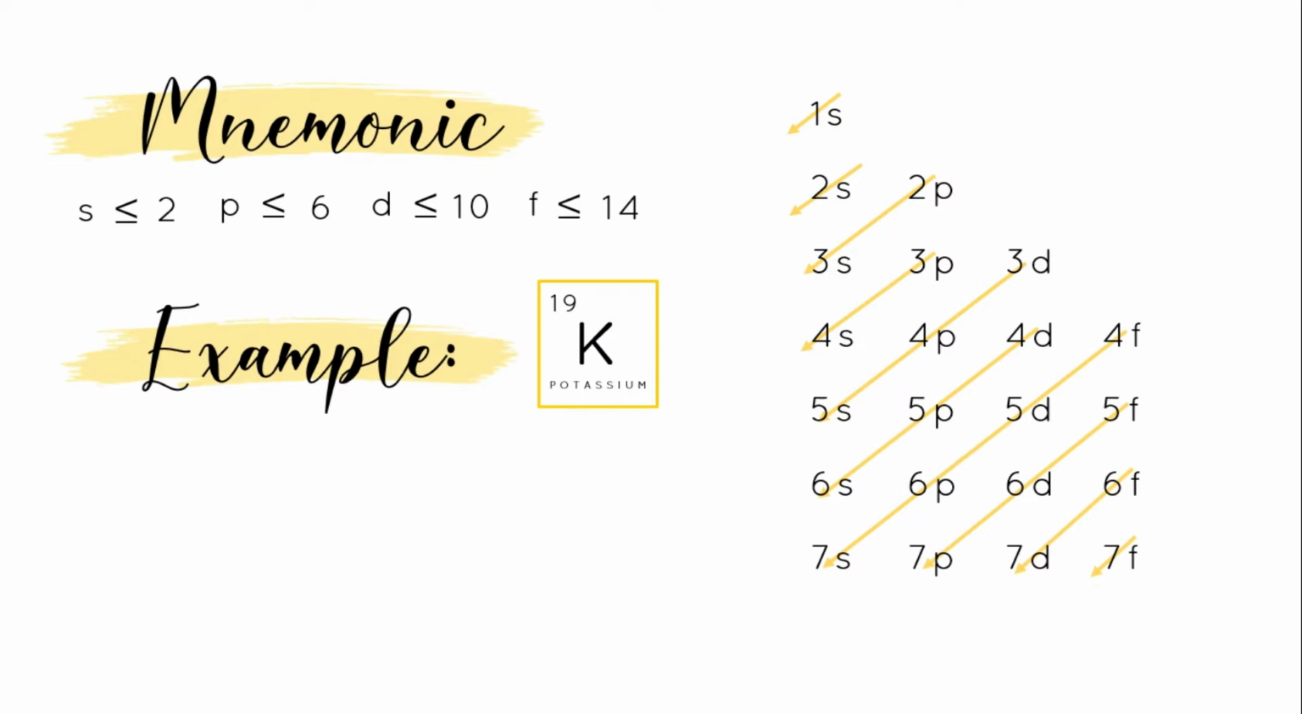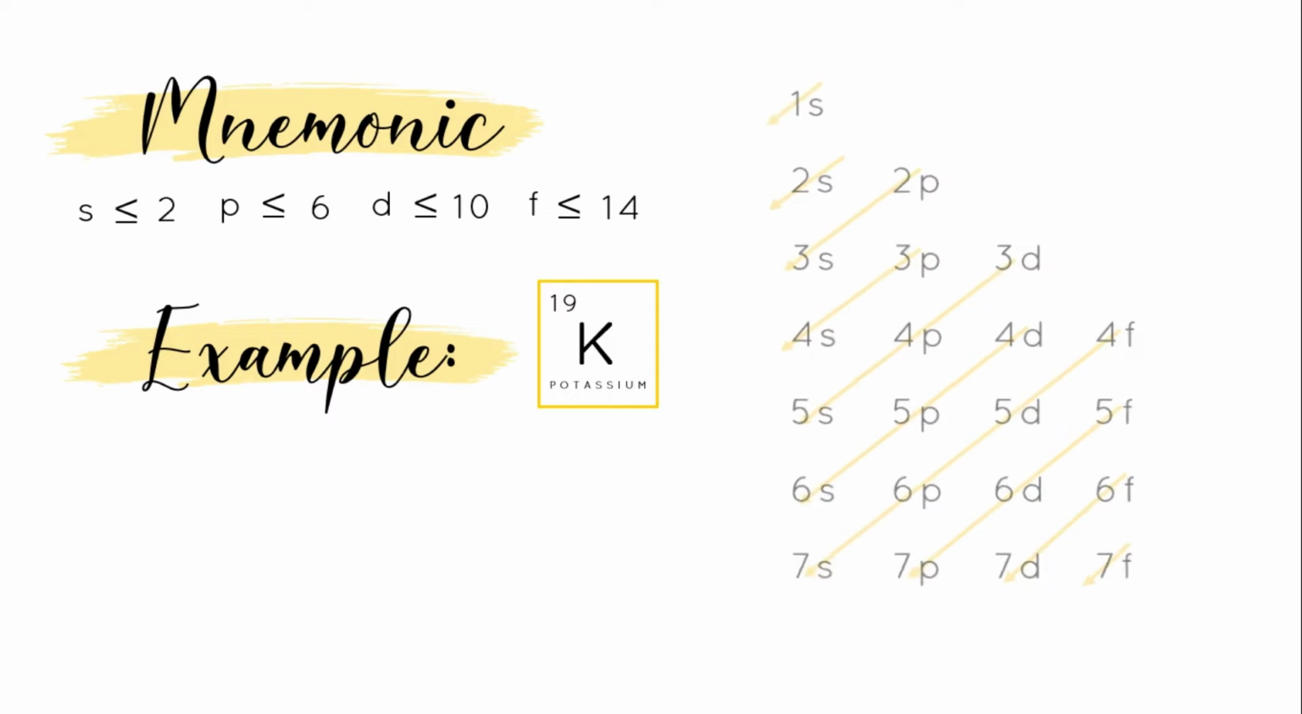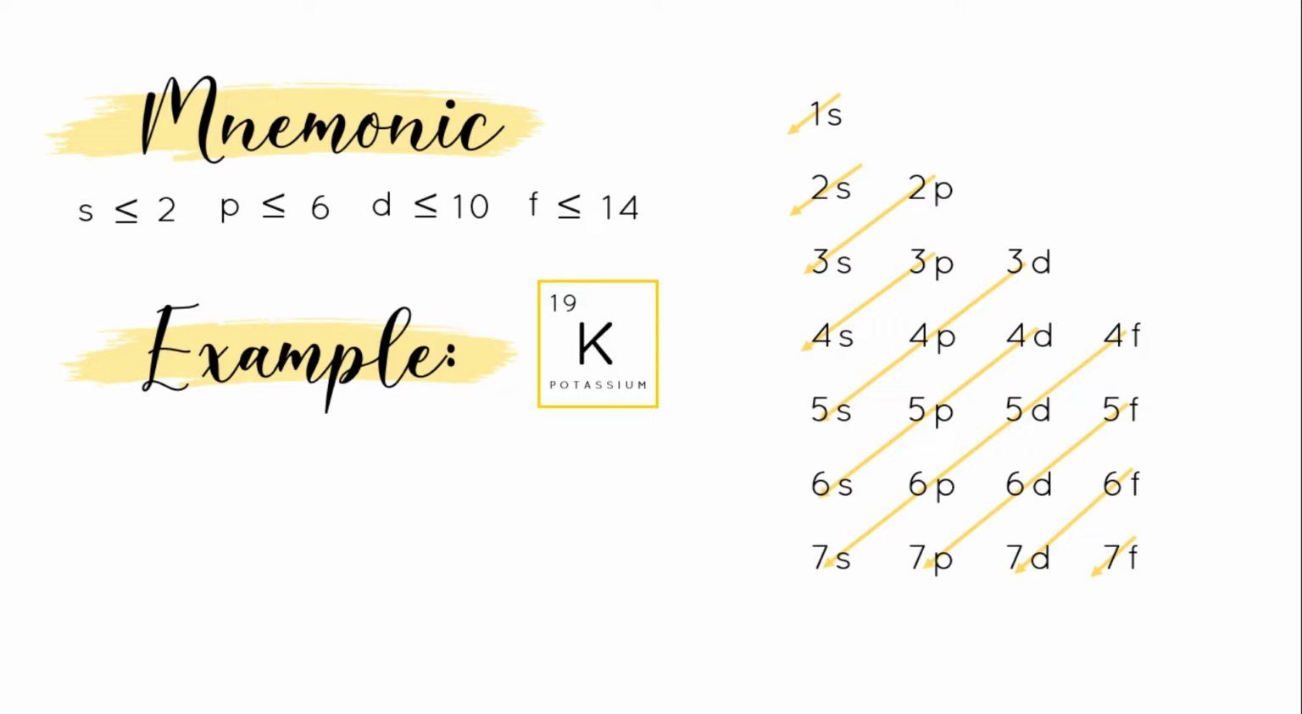So, let's try this example. We have here the element potassium. Using this electron distribution mnemonic, let's try to write the electron configuration of potassium. We know that potassium's number of electrons is 19 because its atomic number is 19. Therefore, all our superscripts must add up to 19. Starting off with 1s, we know that s can hold up to 2 electrons. Therefore, we are going to write 1s2.